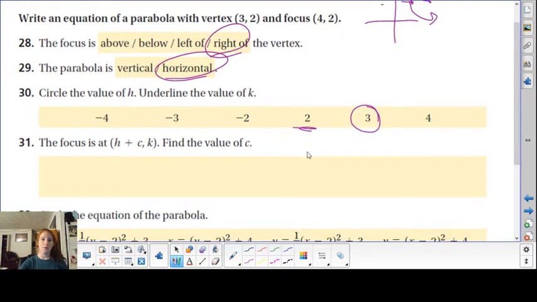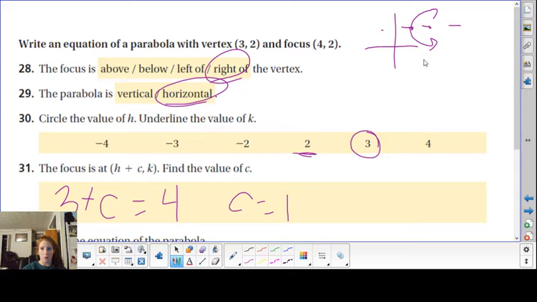So I know what my focus point is and I know what my vertex point is. I want to find the value of c. Because I'm going left and right, x is the one that changed. I don't necessarily care about k because k is constant. In this case, k is 2. So 3 plus my c value is what got me to the 4. I'm seeing how it changed. Well, c here has to be 1 because it only changed by a value of 1.